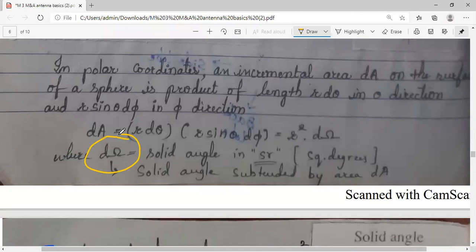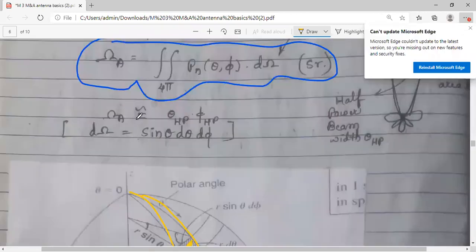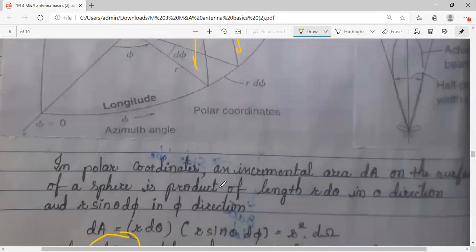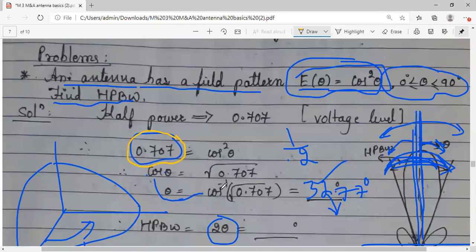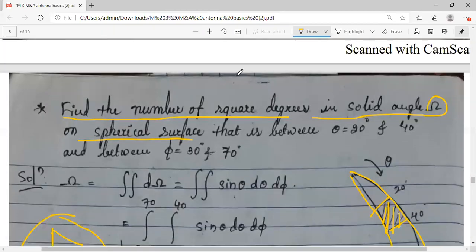Solid angle. This is the question. You need to find the solid angle itself in square degrees. So the question is finding d omega. We have seen d omega is equal to this. So, taking the reference of the previous beam area, beam width concept, let us solve this problem.